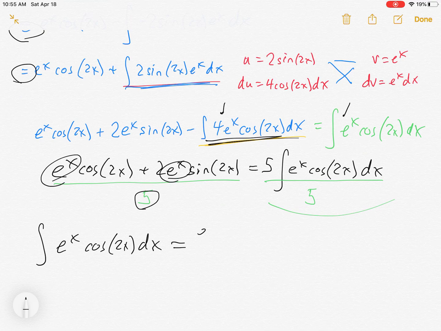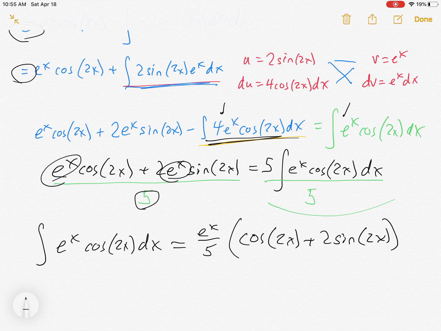It turns out it is, let's see what I can do with this. Let's factor these e to the x's out, if you don't mind, and we'll put it over the 5. So I'll have e to the x over 5 times cosine 2x plus 2 sine 2x.